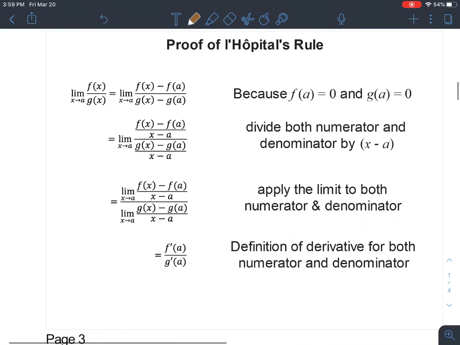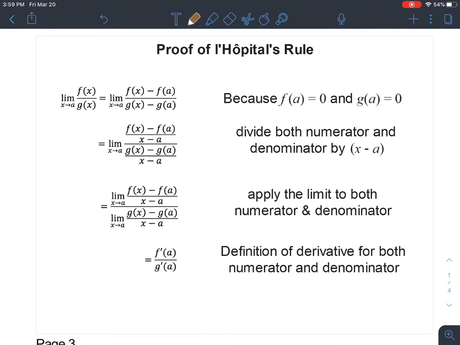So, L'Hopital's rule, here is the proof. What we're going to do is start with our limit, and we need to have a fraction, f of x over g of x. And then we are going to subtract f of a from the top, and subtract g of a from the bottom. And the reason that it's okay that we're doing that is because we're going to say that f of a is equal to 0. We're also going to say that g of a is equal to 0. So that's why it's okay for us to be doing that.